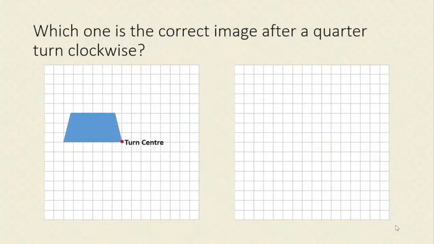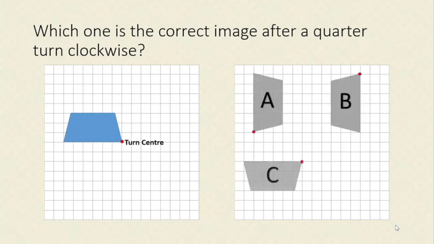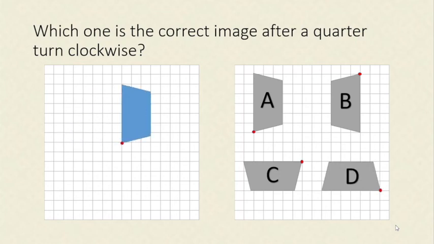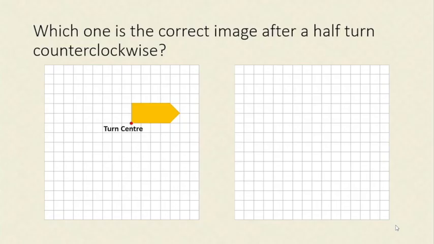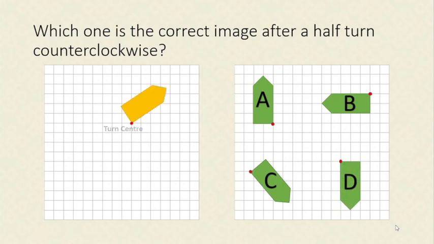Now let's try out some exercises. Read the question carefully. Which one is the correct image after a quarter turn clockwise? A, B, C or D? The correct answer is A. And the second question is, which one is the correct image after a half turn counterclockwise? A, B, C or D? The correct image is B.